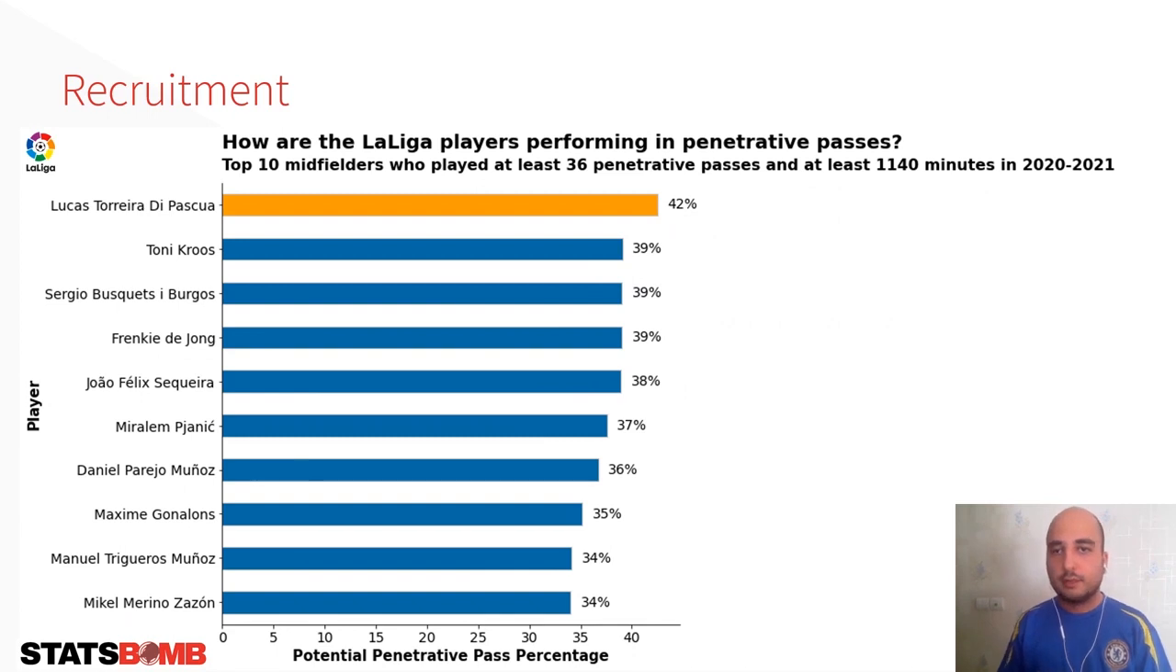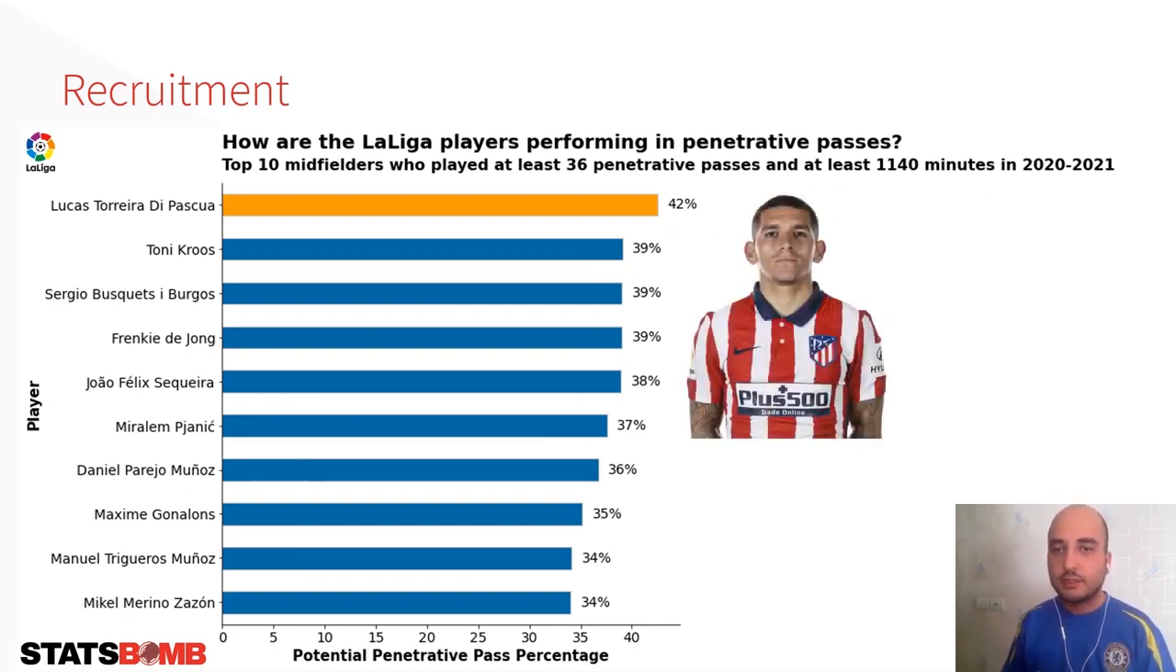Going to the midfielders, we see that Lucas Torreira with 42% is on top of our list. He was playing at Atletico Madrid on loan from Arsenal at that moment, and in the current season he plays at Fiorentina. In the second rank, we have Toni Kroos with 39%, and then after him we have Sergio Busquets and Frenkie de Jong with 39%.